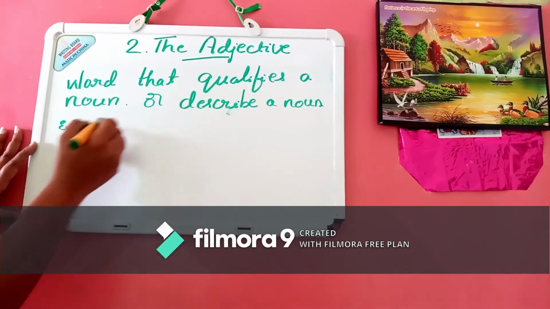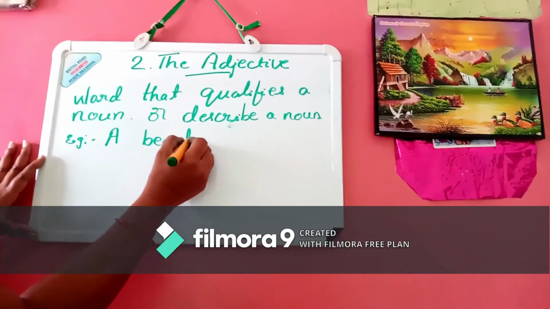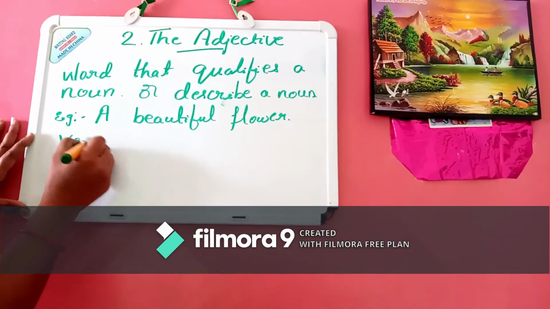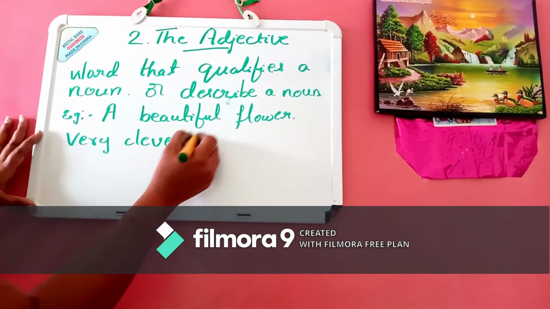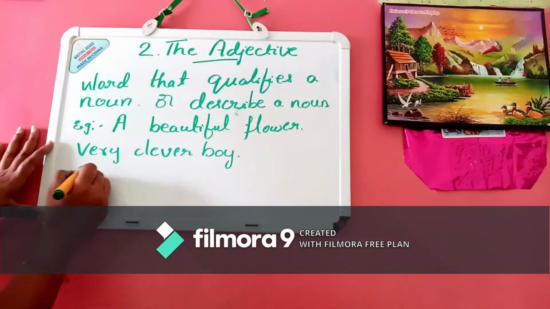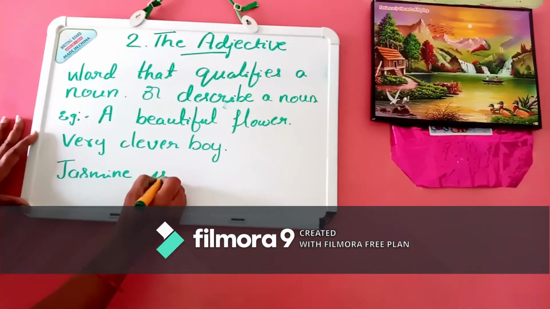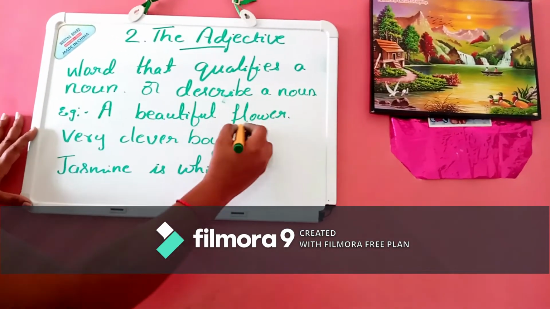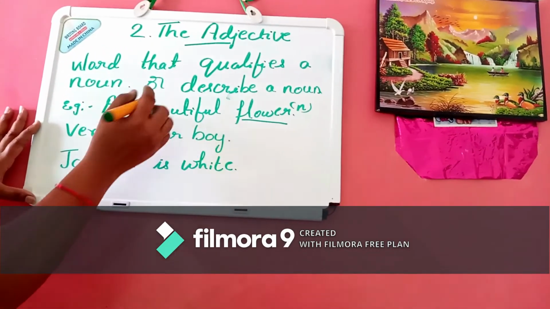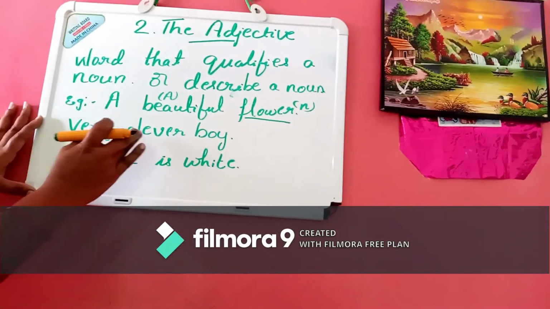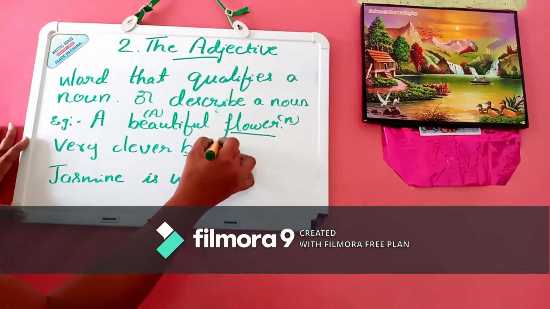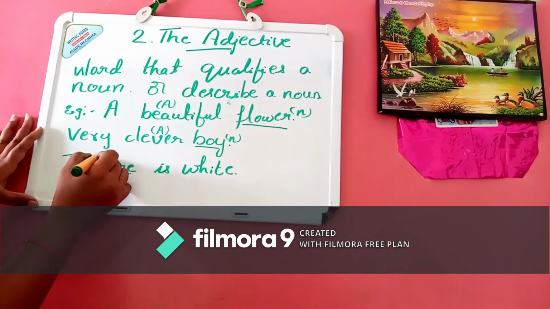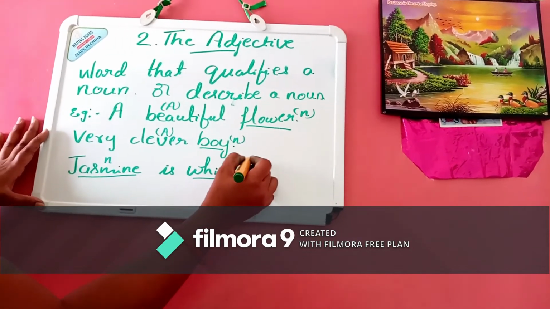For example, a beautiful flower. Next, very clever boy. Next, Jasmine is white. In this sentence, beautiful flower. Flower is noun and the beautiful is adjective. Very clever boy. Here, the boy is noun and clever is adjective. Jasmine is white. Jasmine is noun and white is adjective.